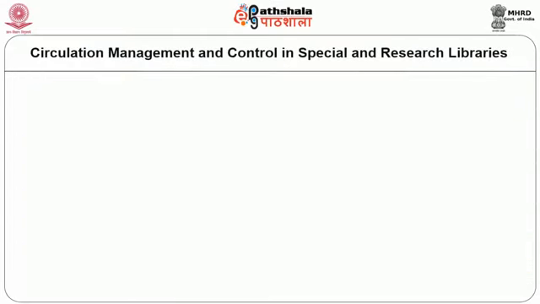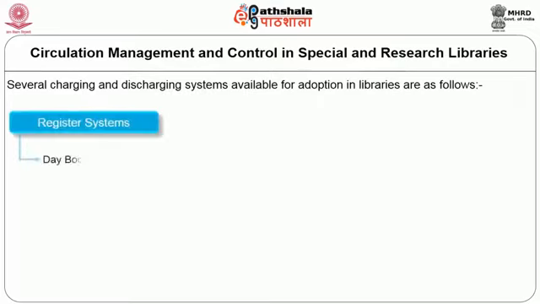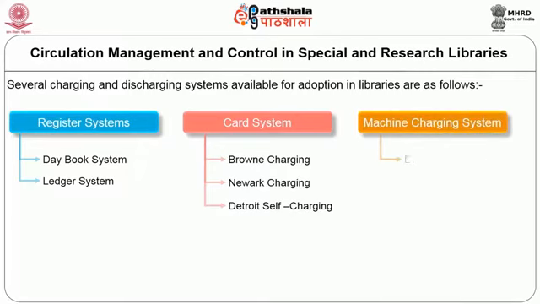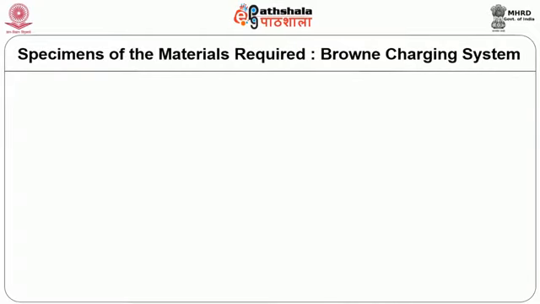Then the charging methods. Several charging and discharging systems available for adoption in libraries are register system like daybook system, ledger system, then card system like Browne charging system, New York charging system, then detroit self-charging system, machine charging system like Dickman's charging system, Gaylord charging system, photocharging system, audio charging system and computer-based charging system. Then this is the specimen of materials required by the Browne charging system.